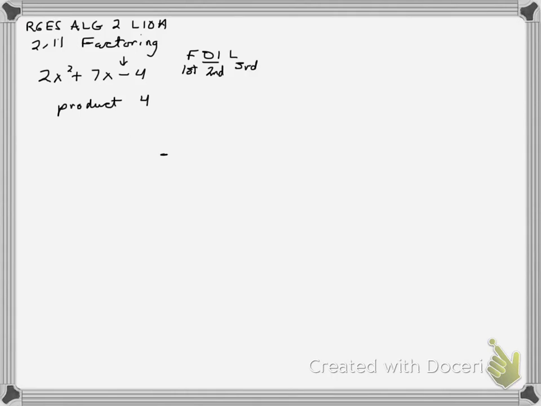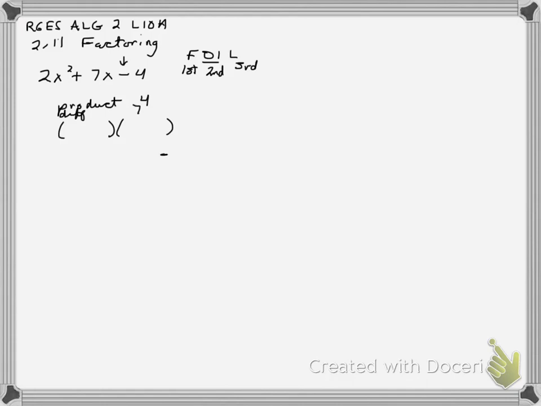But my combination, because it's negative on the third term, it means that one of the outer and the inner would be a negative and the other would be a positive. So my difference, the middle term then represents the difference. So I'm looking for a product of 4 and a difference of 7.